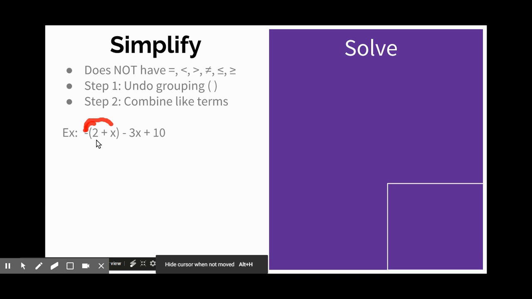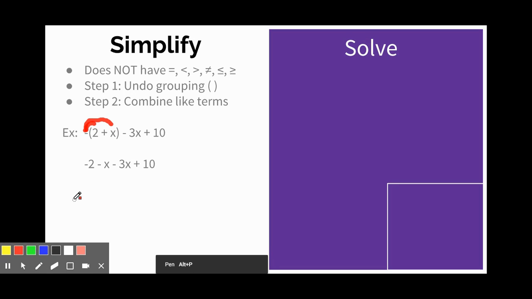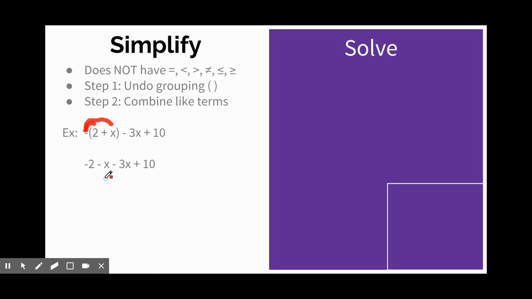So when you do that, you're going to end up with this. Oh, if it'll let me do it. Oh, come on, computer. There we go. -2 minus x, and then we drop down -3x plus 10. All right, then we're going to find our like terms. So we said like terms, same variable, same exponent.